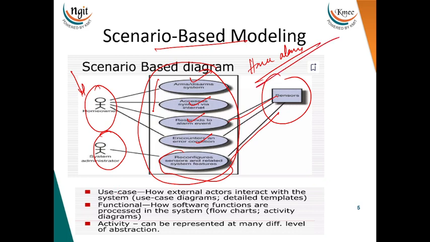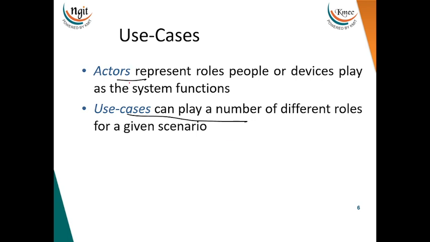Home alarm use case: how the external actor interacts with the system. Functional: how the system functions, for the process diagram. Flow chart, activity diagram, which we are not going to see in this video, okay? Activities and everything we are going to see only in this part, correct? Scenario. And then what is the use case? We have actors, which represent the role that people or devices play in the system function.